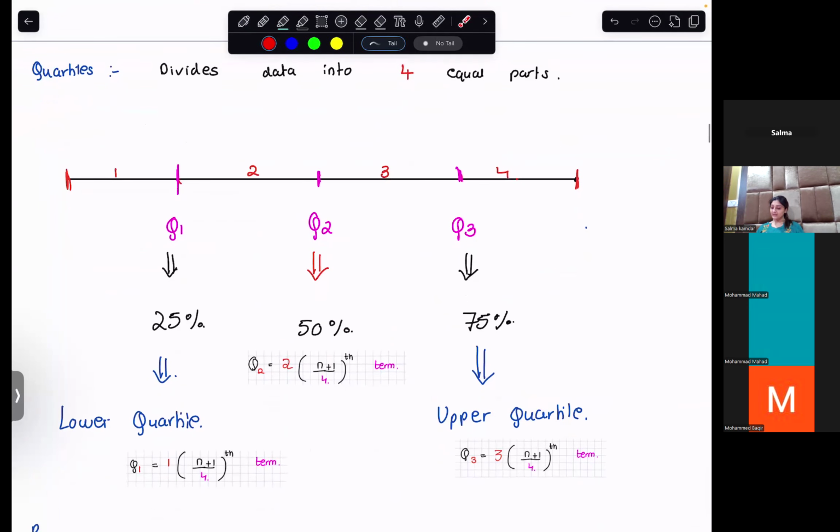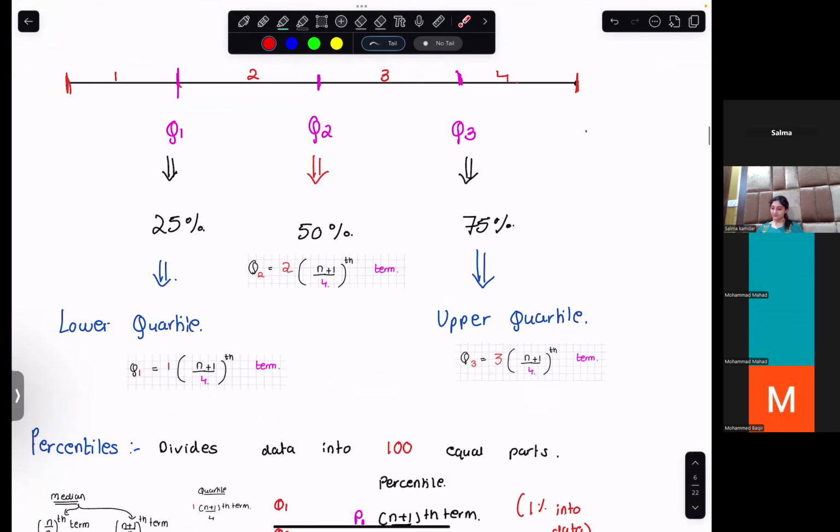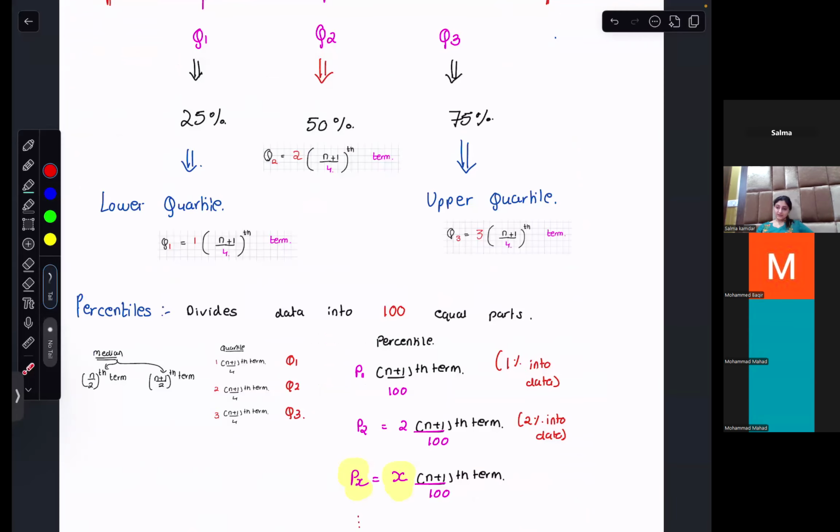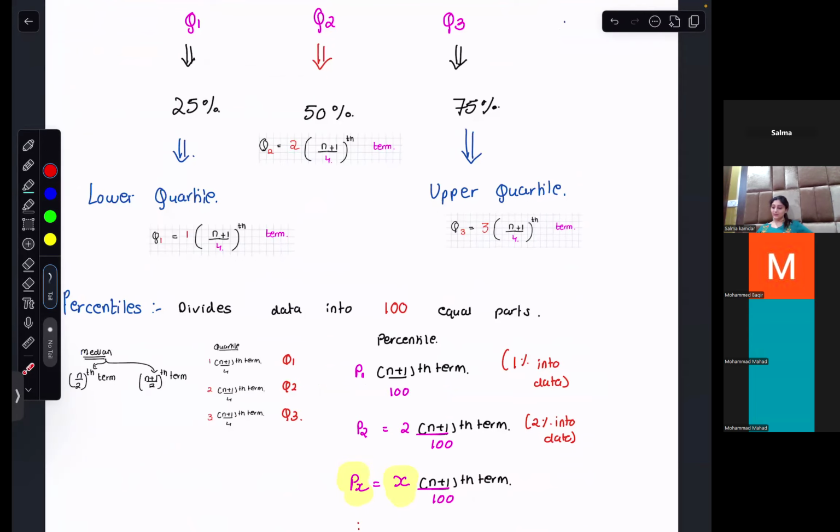What is the interquartile range? Interquartile range is basically Q3 minus Q1. Q3 minus Q1.